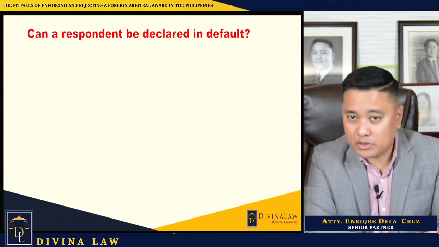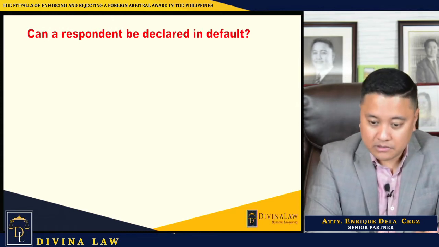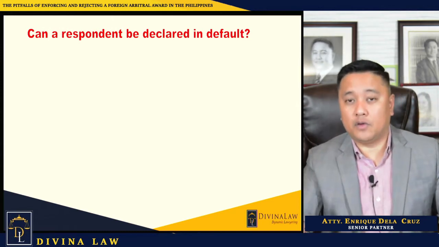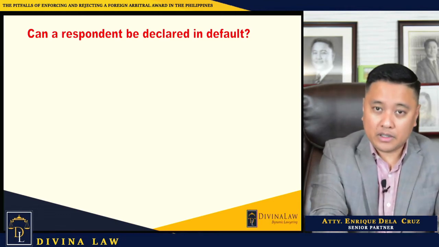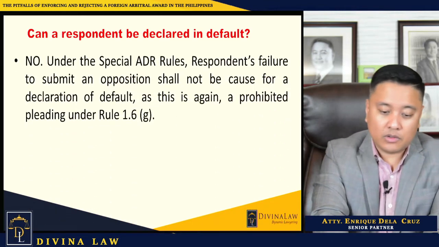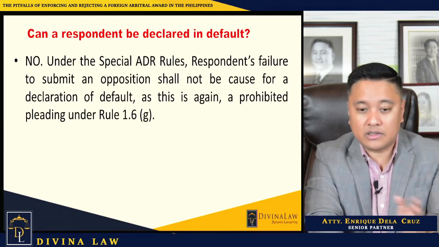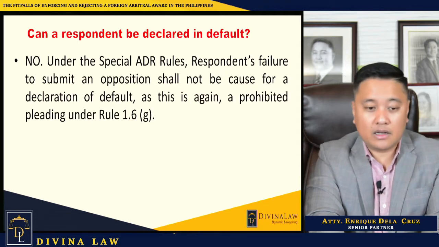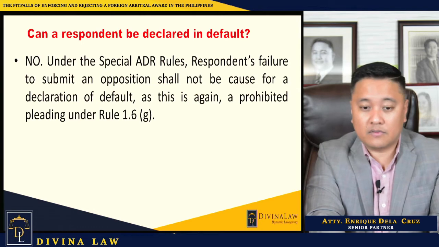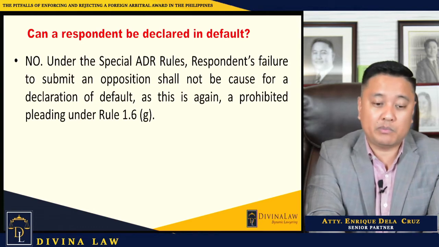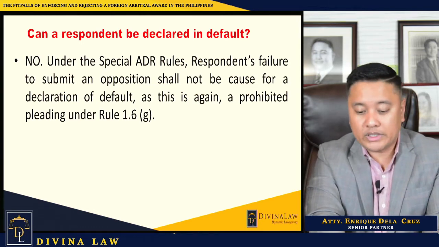If the respondent doesn't answer, can he be declared in default after the 30-day period? Well, the answer is no. Under the special ADR rules, the respondent's failure to submit an opposition or answer shall not be a cause for a declaration of default, because a motion to declare defendant in default is also a prohibited pleading under Rule 1.6(G).